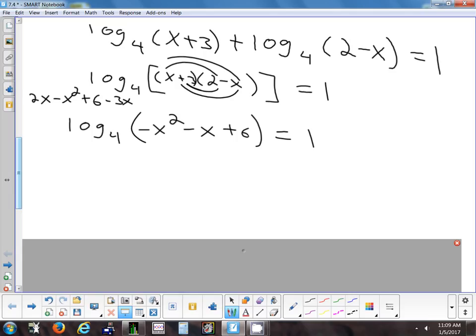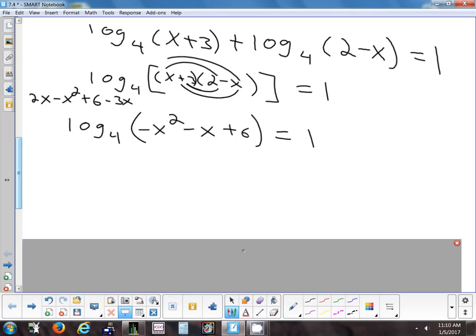Okay, so now I've got a problem where I don't have 2 logs anymore. Now I only have 1 log. And Sam mentioned something earlier, and I gave you a hint at what you might want to do in a problem where there's only 1 log like this. What could we do with this equation now? Yeah, change it to exponential.